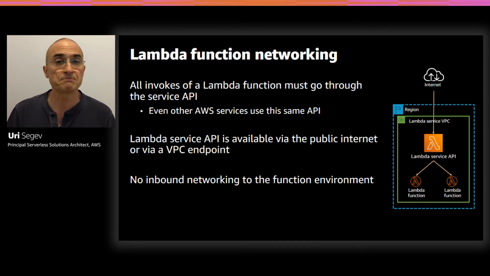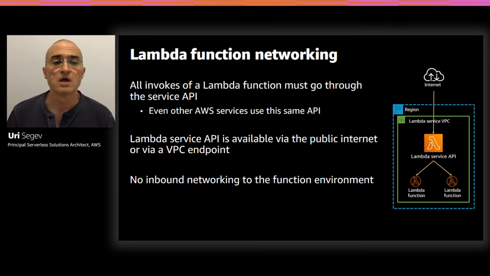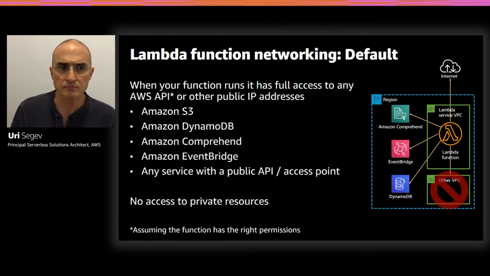API Gateway. API Gateway also will invoke the function using the public service API. The service API is available to the public internet, so you need to have access to the public internet in order to invoke the Lambda function, or the Lambda service that invokes it needs to have access. If you're running inside a VPC, now we have also support for VPC endpoints to access the service API. The Lambda function has no inbound traffic. You can establish connections from the Lambda functions, but you cannot receive connections. You cannot listen on a port in a Lambda function.